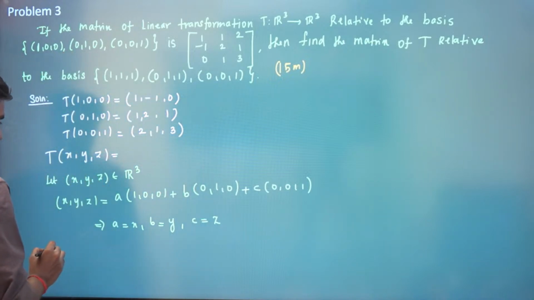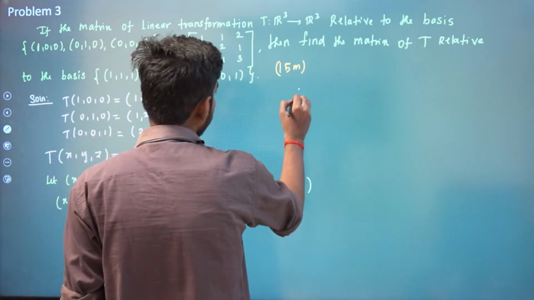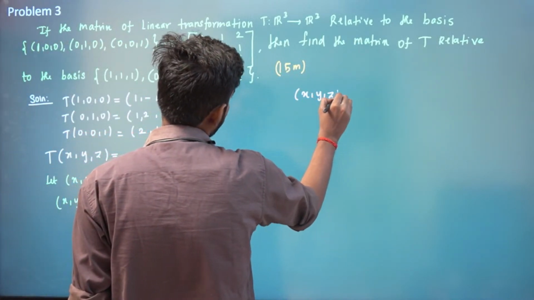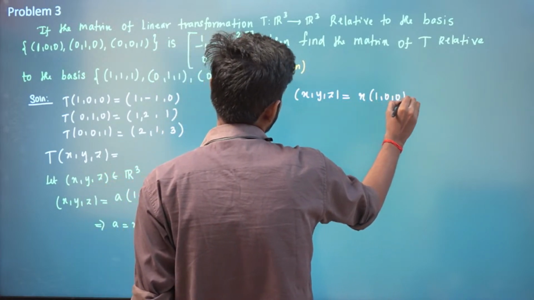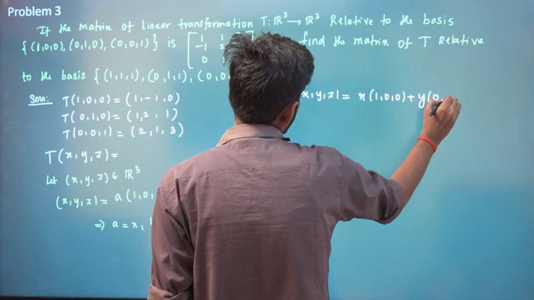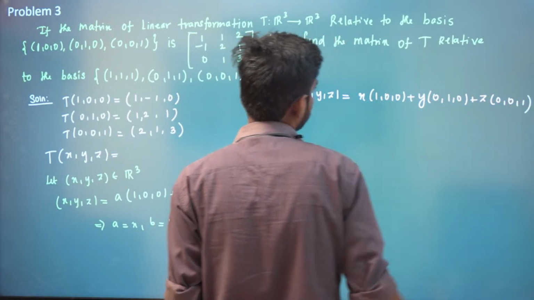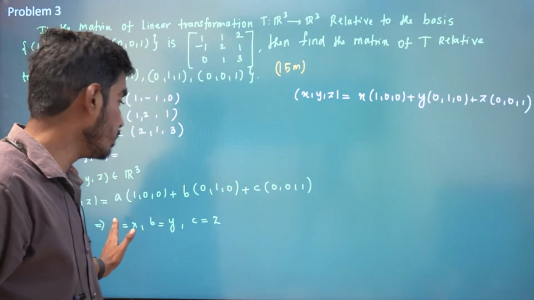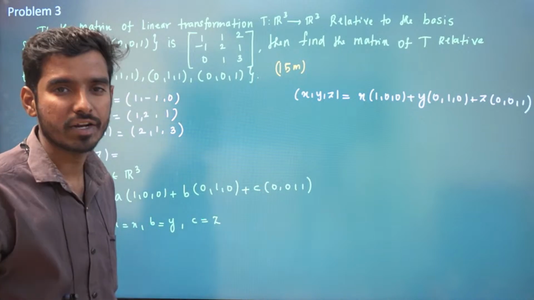That means this (x, y, z) can be written as x times (1, 0, 0), plus y times (0, 1, 0), plus z times (0, 0, 1). With the standard basis, it is easy to find a, b, c in terms of x, y, z. If not, it will take some 1 or 2 minutes to find that, right?